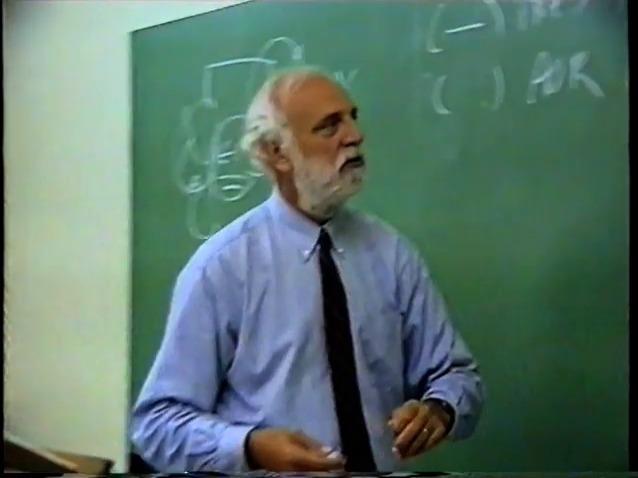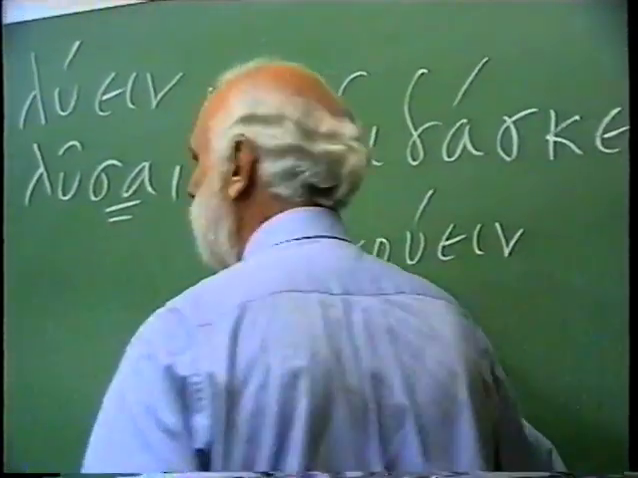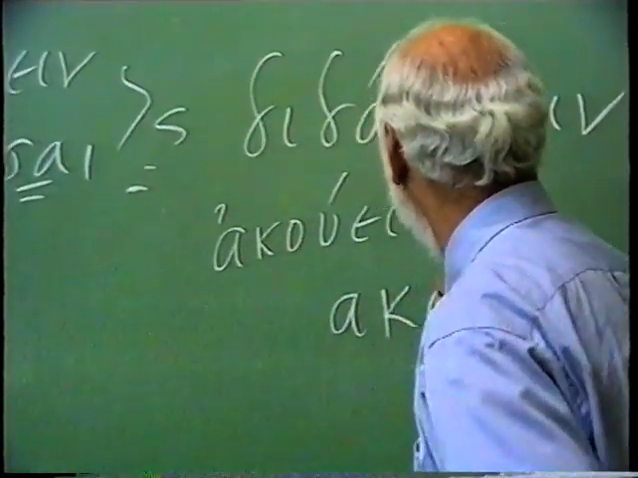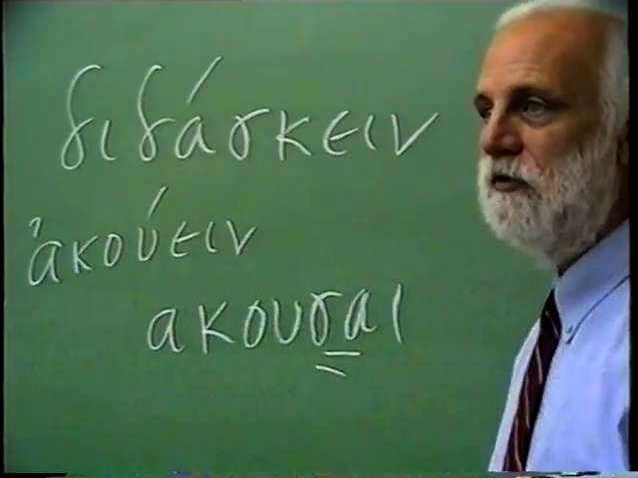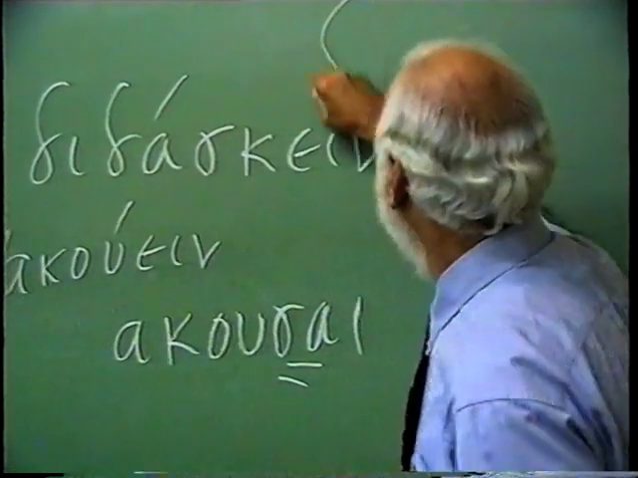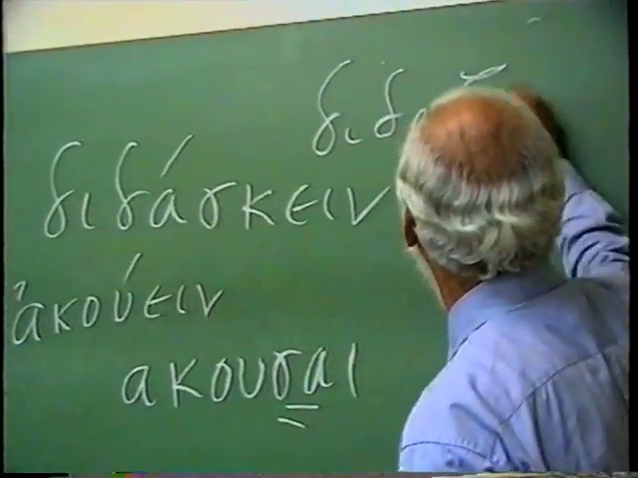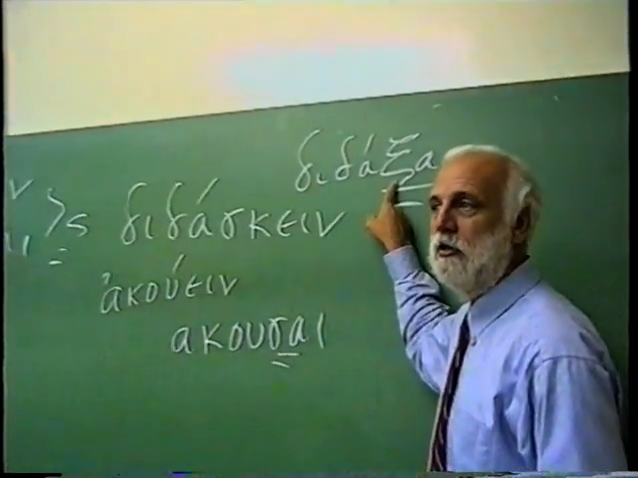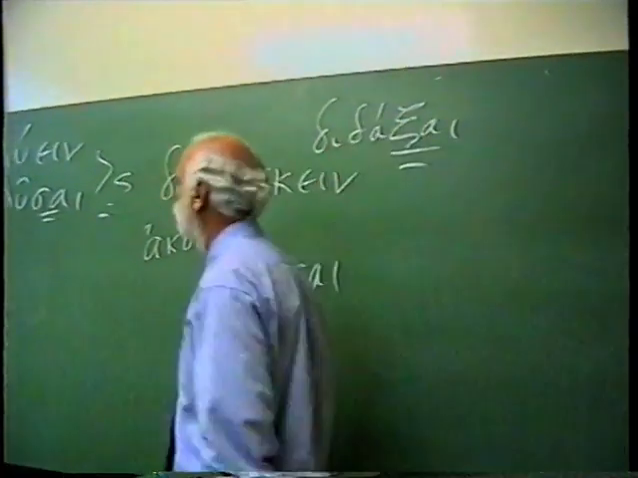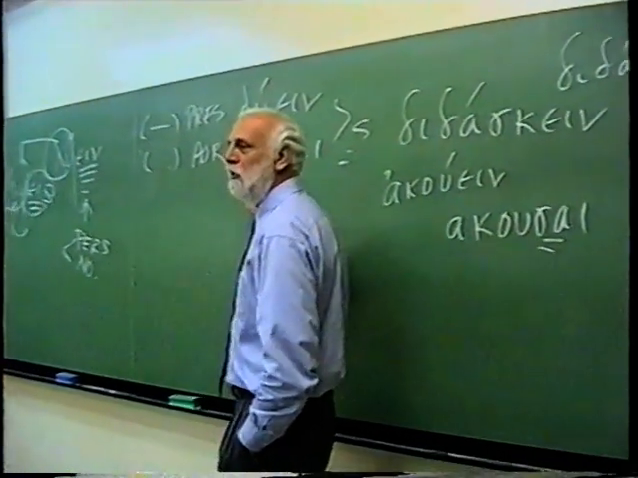Don't expect skinaske, don't expect akue, expect akusai. Can you see that's the aorist infinitive? Expect didoxai. Oh, what process has happened here, by the way? That's called amalgamation. Don't expect luein, expect lusai.